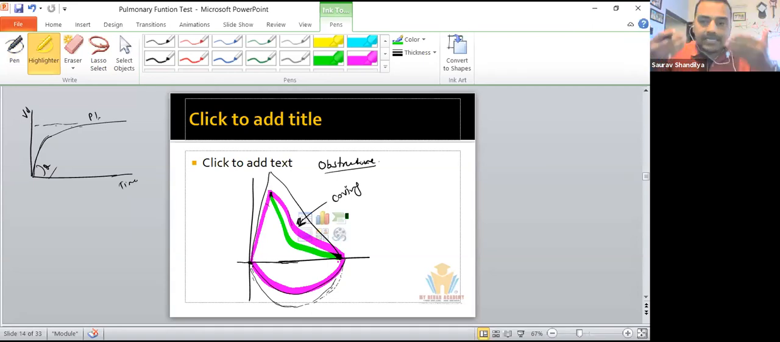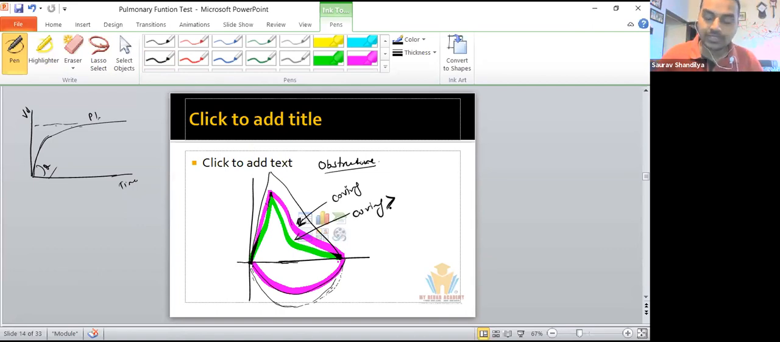Means very difficult, this thing will go out. So what will happen? This graph particularly also will be down. So this going will be much more. Going will be more if there is more obstruction. Okay. So once you see this PFT report, you can find out easily.